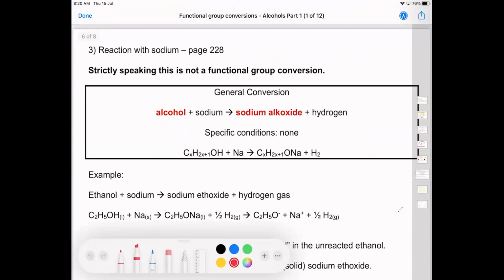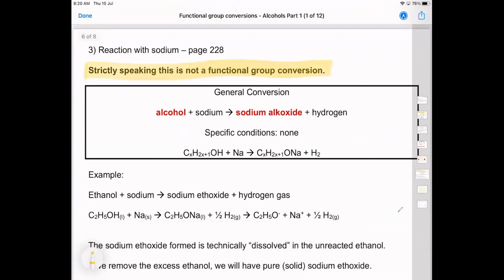Cool. The next one really is not technically a functional group conversion. It's almost like an acid-base kind of thing. It's not quite an acid-base thing. It's almost a redox reaction, almost an acid base. But really what we do is we take an alcohol and we react with sodium, and what we form is a sodium ion. But what we also produce is what's called an alkoxide ion.